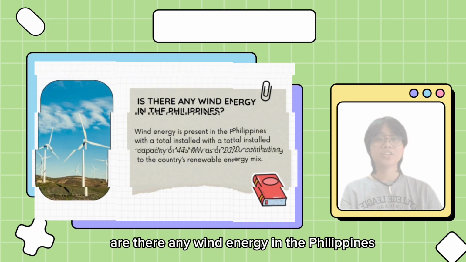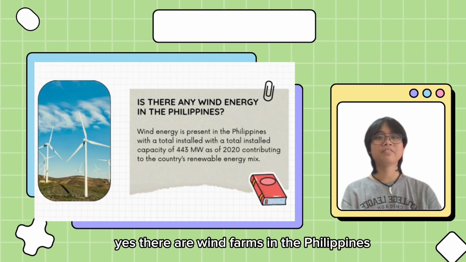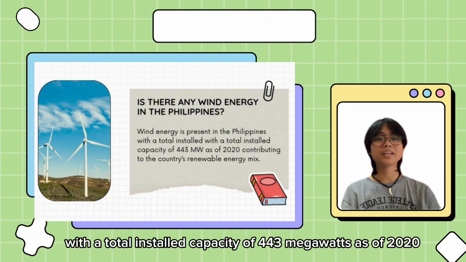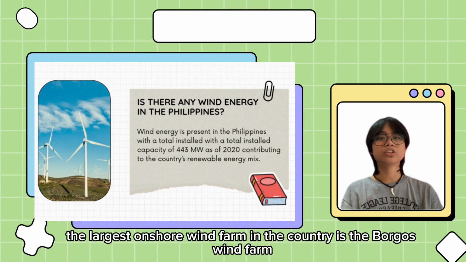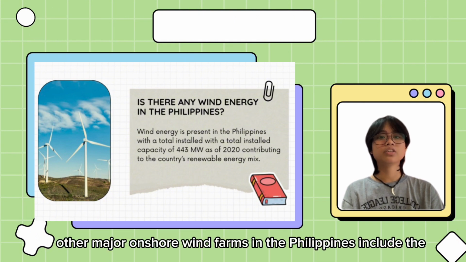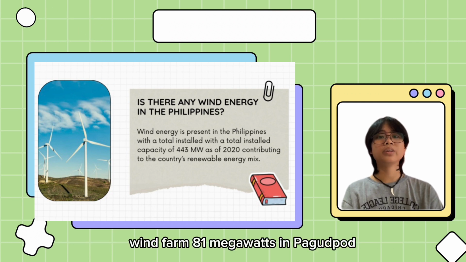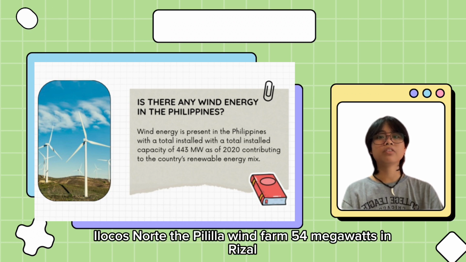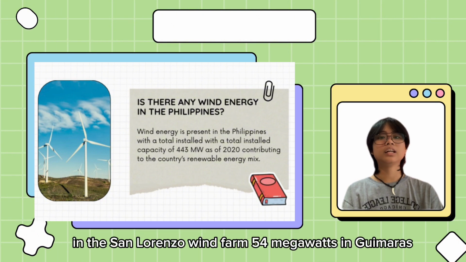Is there any wind energy in the Philippines? Yes, there are wind farms in the Philippines with a total installed capacity of 443 megawatts as of 2020. The largest onshore wind farm in the country is the Burgos Wind Farm in Ilocos Norte, which has a capacity of 150 megawatts. Other major onshore wind farms in the Philippines include the Pagudpud Wind Farm, 81 megawatts in Pagudpud, Ilocos Norte, the Pililla Wind Farm, 54 megawatts in Rizal, and the San Lorenzo Wind Farm, 54 megawatts in Guimaras.